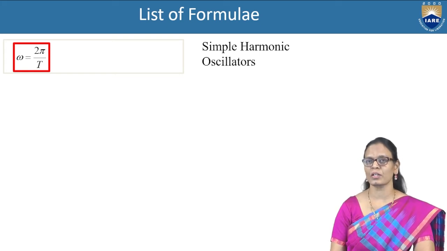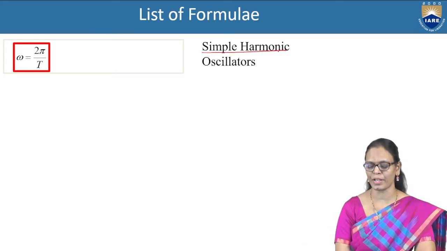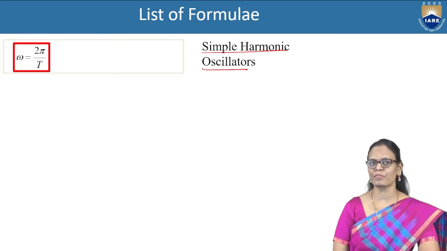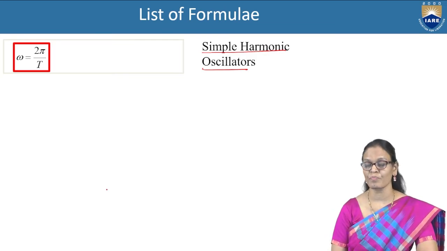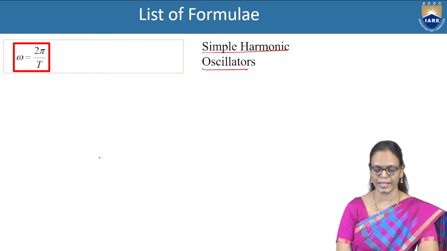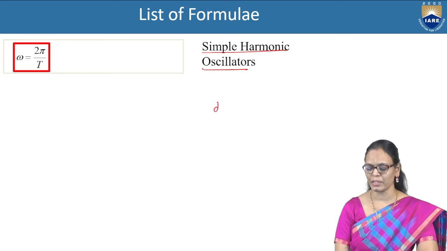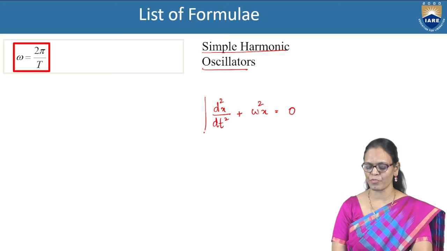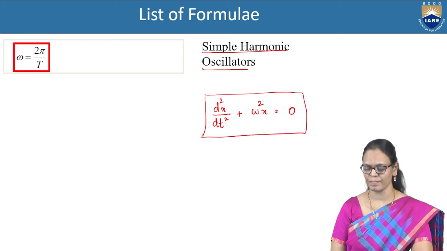Whenever we are talking about a simple harmonic oscillator, we are not considering any damping forces acting on the system. The equation for a simple harmonic oscillator is given by d square x by dt square plus omega square x is equal to 0. So this is the expression for a simple harmonic oscillator.